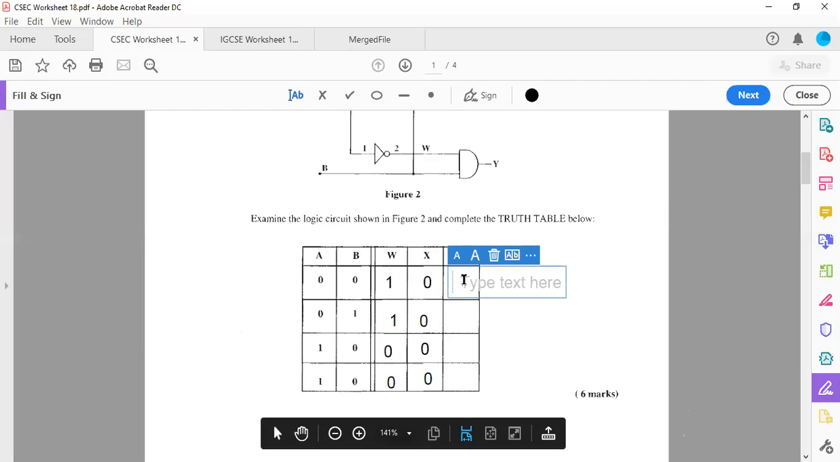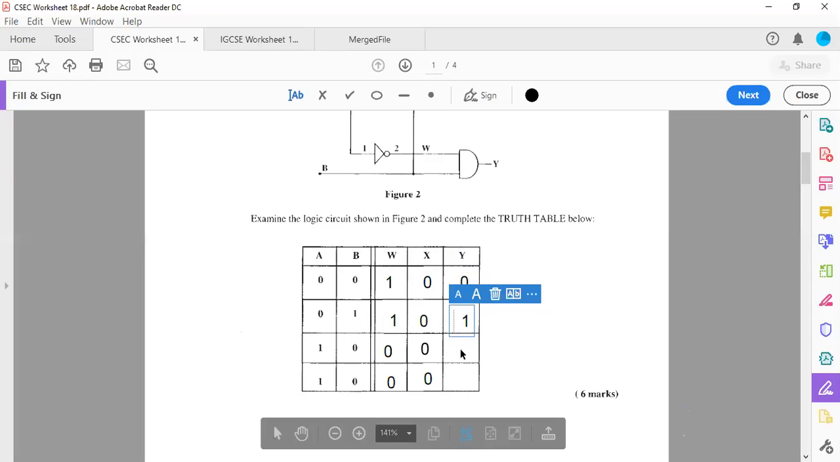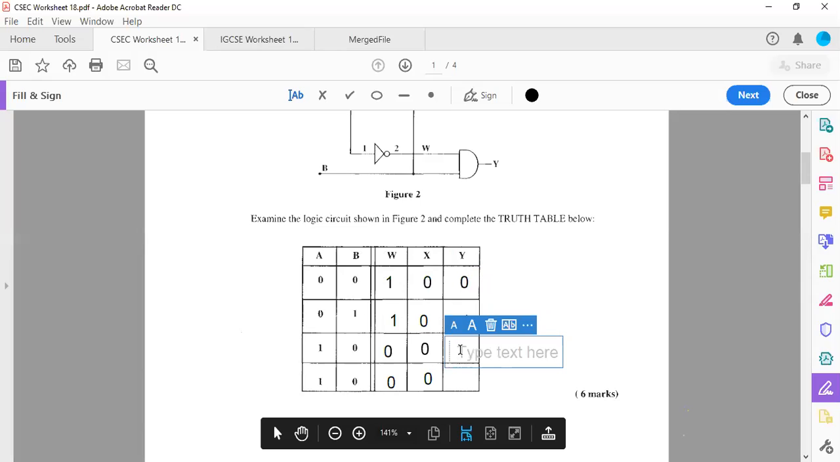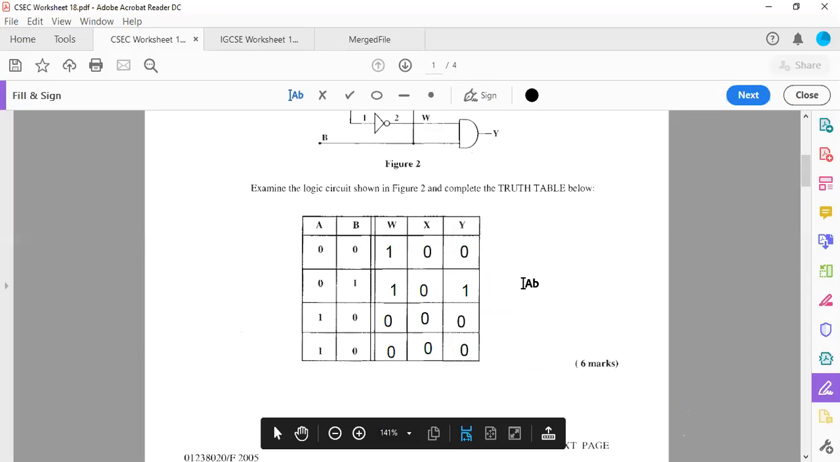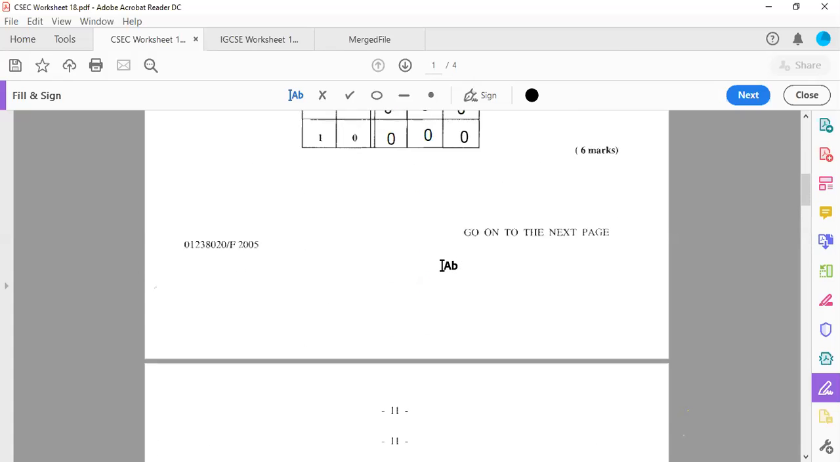So 0 multiplied by 1 is 0. 1 multiplied by 1 is 1. 0 multiplied by 0 is 0. And 0 multiplied by 0 is 0. So your truth table is completed with it being 0, 1, 0, 0. Good, everybody okay with solving for Y now? Most of the CSEC students, yeah, good. Alright, so we're moving on lower down now.